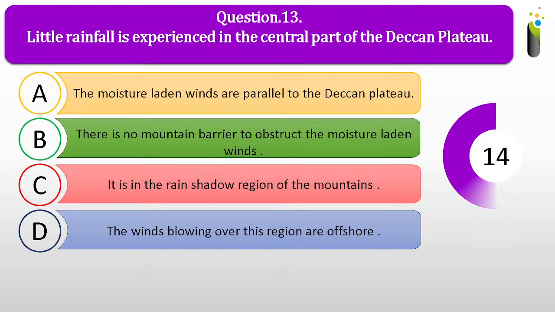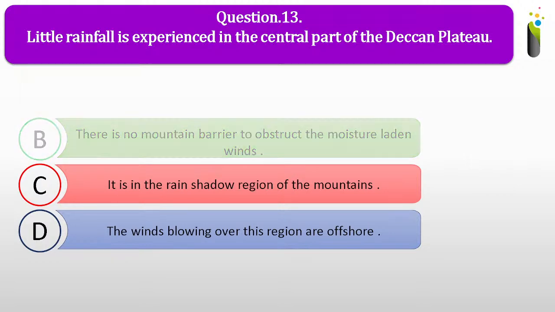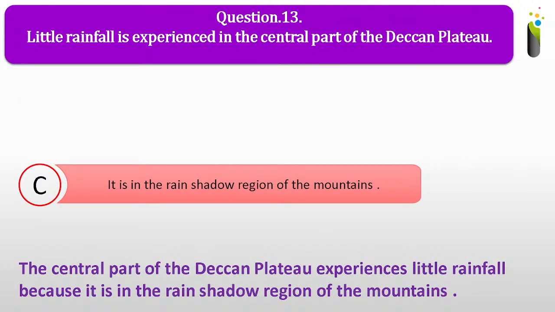The chapter that we read yesterday was water resources. Before going ahead, answer me for question number 13 fast. The correct answer to why little rainfall is experienced in the central part of the Deccan Plateau is C. It is in the rain shadow region of the mountains. The central part of the Deccan Plateau experiences little rainfall because it is in the rain shadow region of the mountains. Going ahead, question number 14.